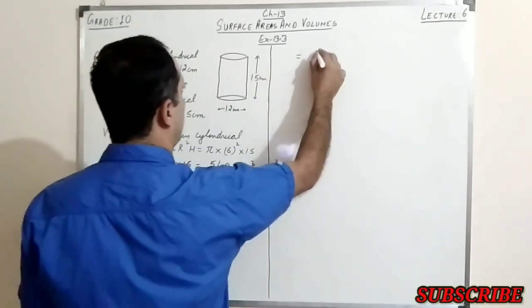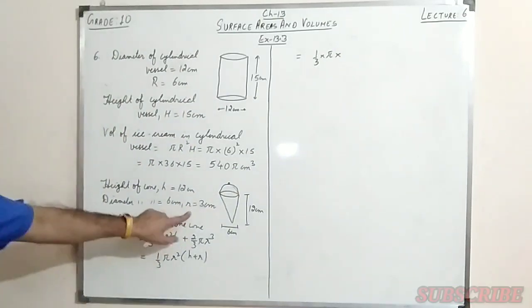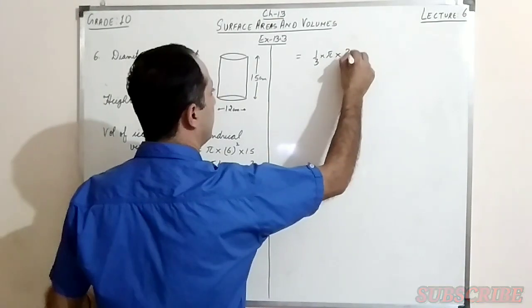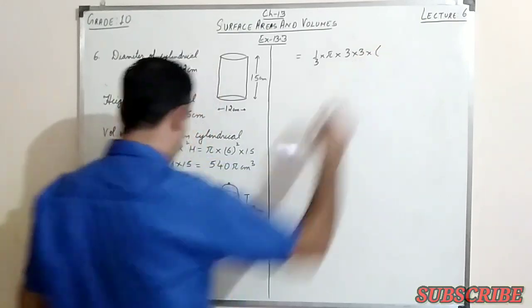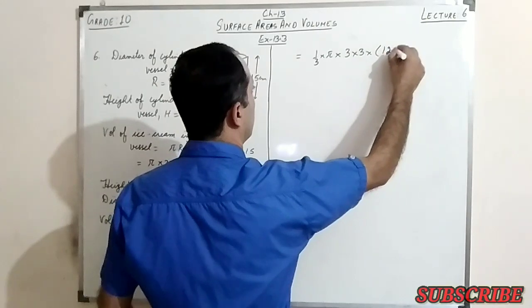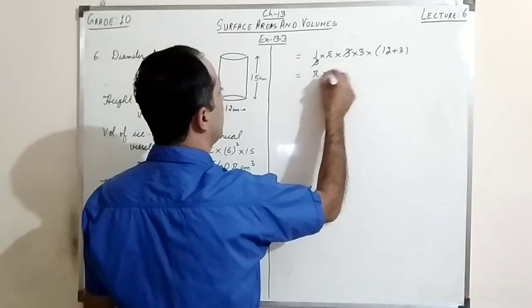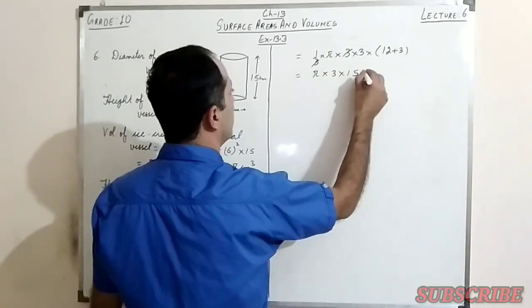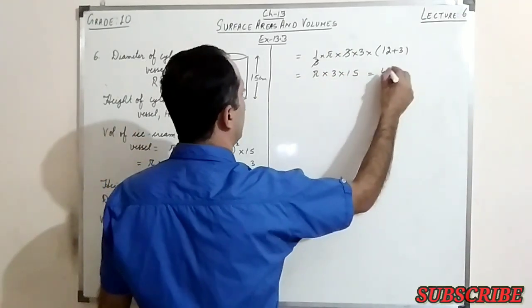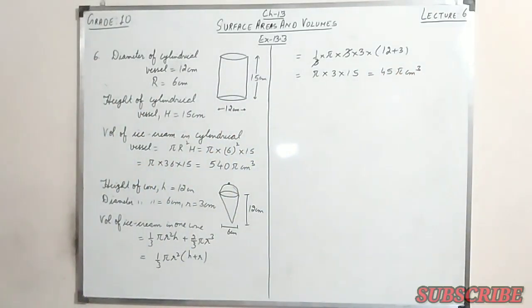So let's simplify now. This is 1 by 3. We're not putting the value of pi. Now the small r is given to me as 3, so I write 3 multiplied by 3, and inside the bracket this is h plus 2r, h is 12 and 2r is 3. So this is 12 plus 3, this 3 cancels out. So this is pi multiplied by 3 multiplied by 15. So I get it as 45 pi centimeter cube. Right? This is what I have got. Now let's simplify it. There is a slight mistake here.